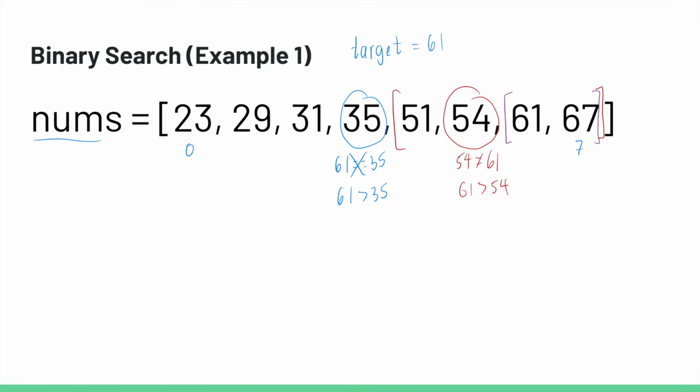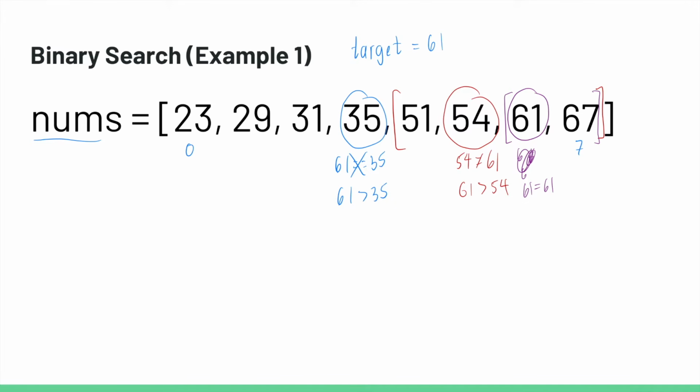Now right here we have two possibilities, 61 or 67. We're generally going to choose the lower of the two, and I'll go into why that is in a second. So we end up at 61. We check, is 61 equal to 61? It is. So we find a match, and we can output the index.